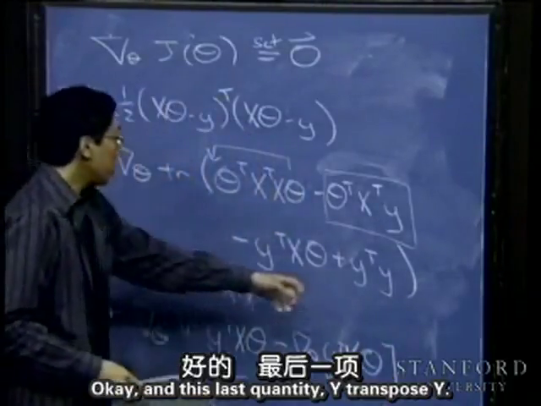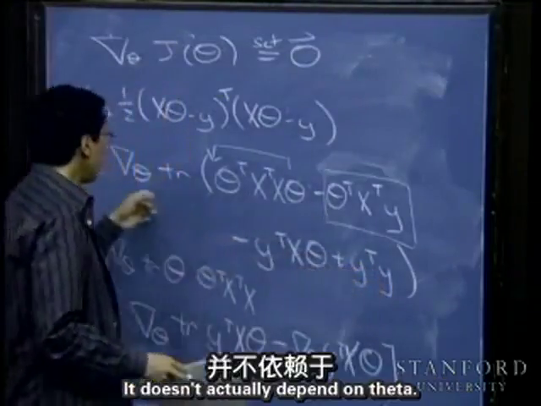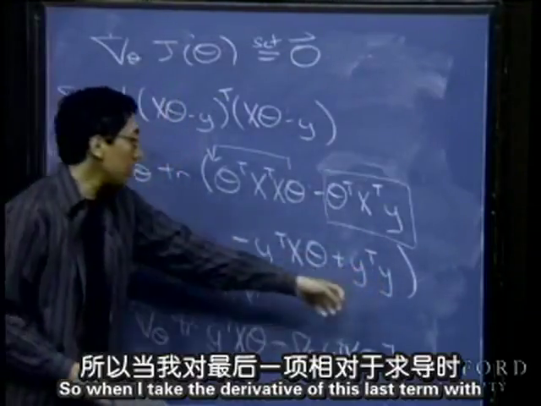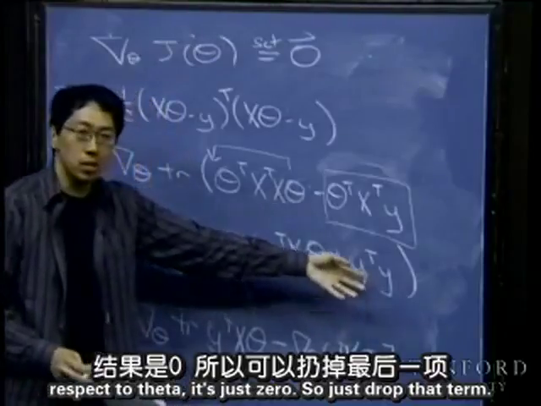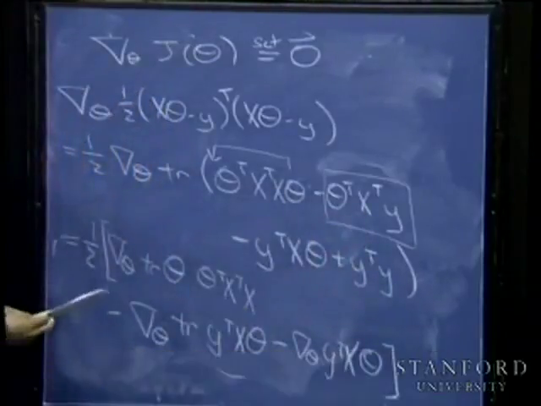Okay? And this last quantity, y transpose y, it doesn't actually depend on theta. So when I take the derivative of this last term with respect to theta, it is 0. So just drop that term.